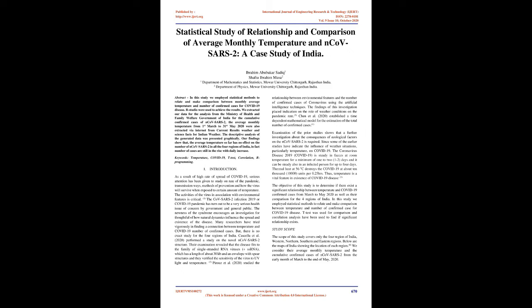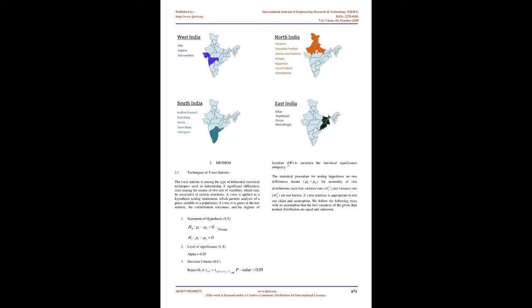The newness of the syndrome encourages an investigation for thoughtful understanding of how natural dynamics influence the spread and existence of the disease. Many researchers have tried vigorously to find a connection between temperature and the number of confirmed COVID-19 cases. But there is no exact study for the 4 regions of India.